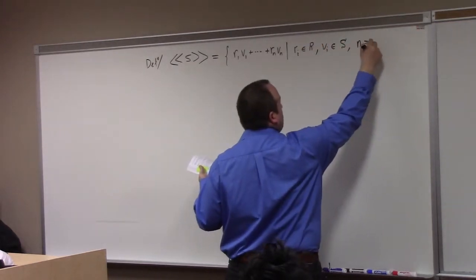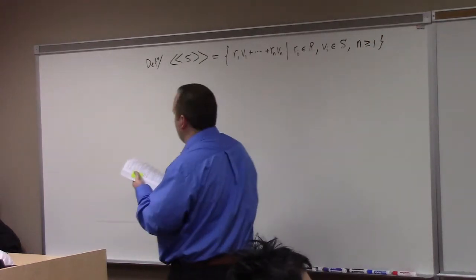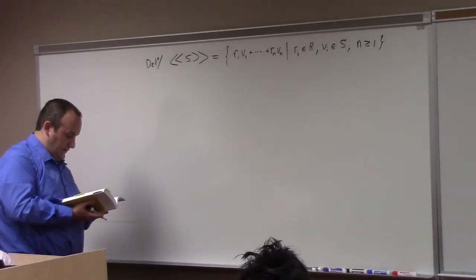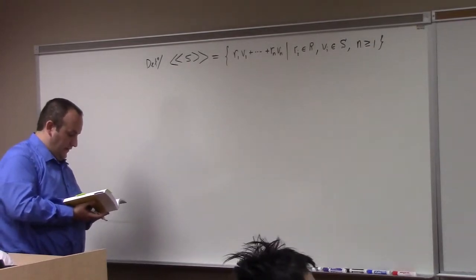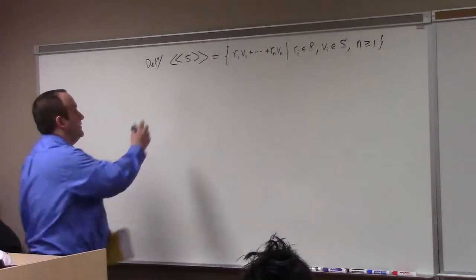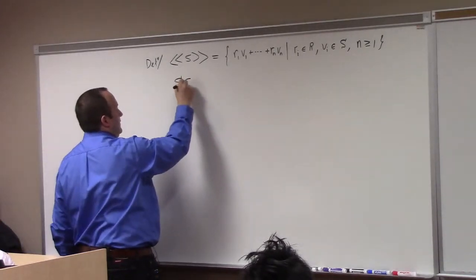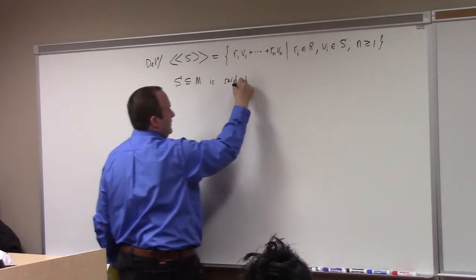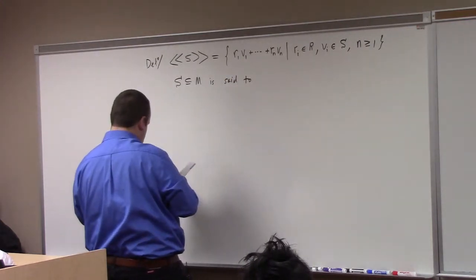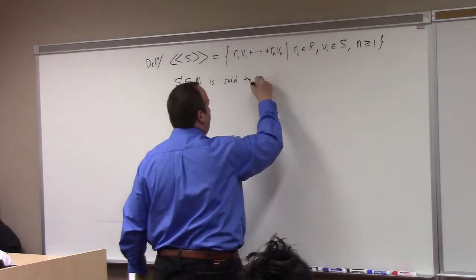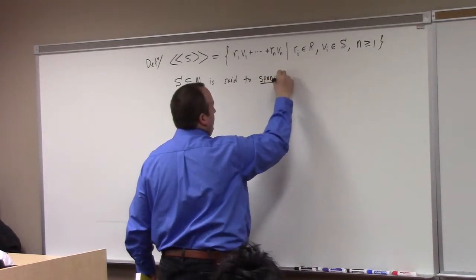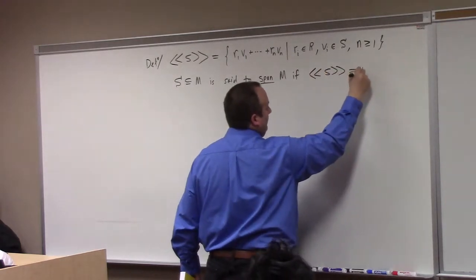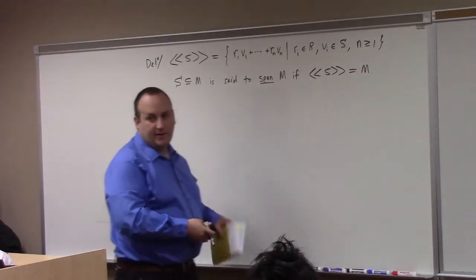We're still looking at finite linear combinations, right? So a subset S of M is said to span M, or generate M, if its span is all of M.